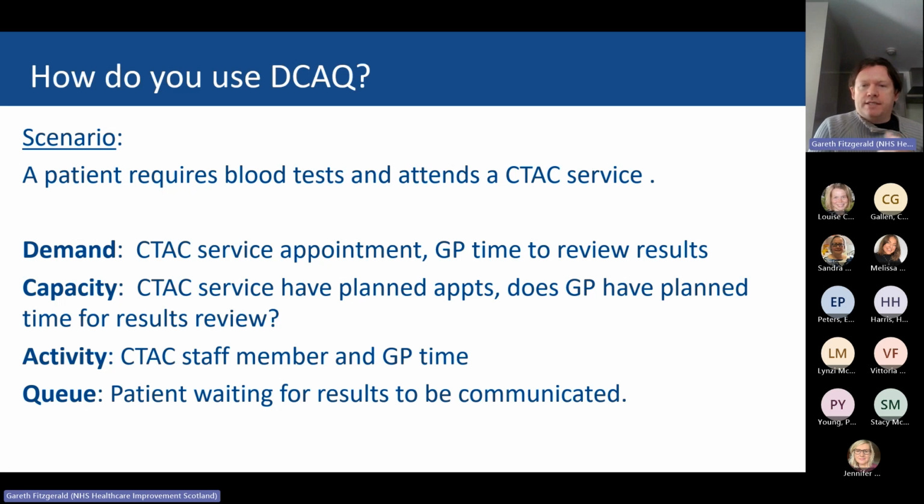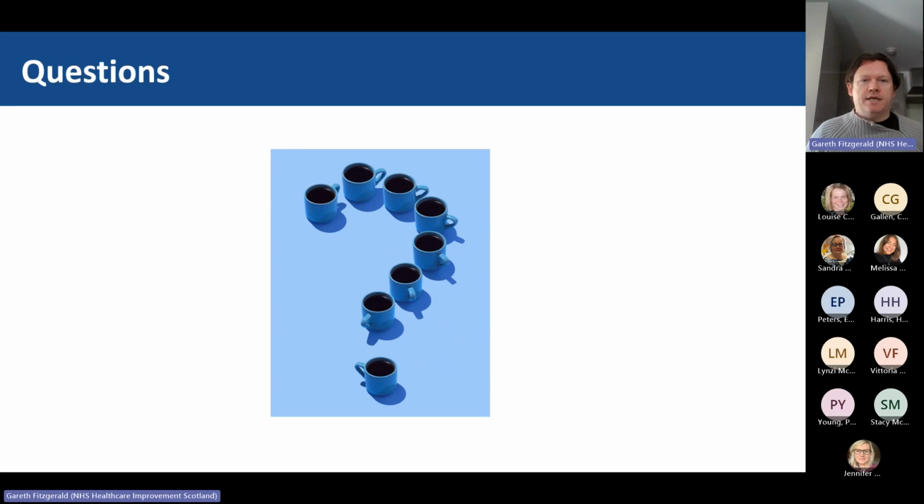So whilst you could break it down to different things, do think about how each of them will affect the other moving forward, and especially when there's a variation in the system. So that's a brief overview of DCAQ.